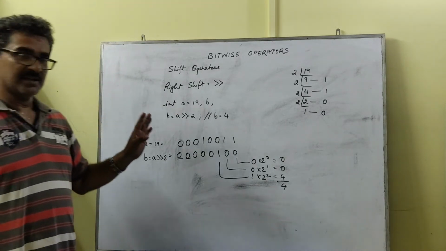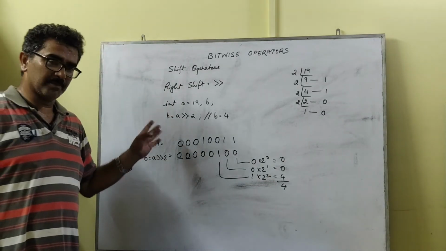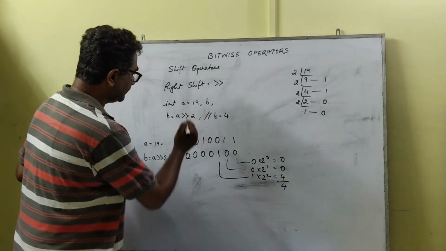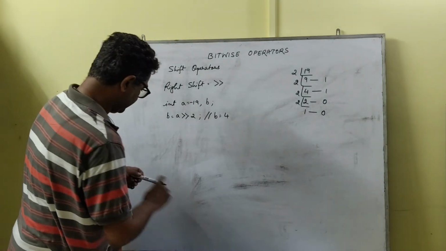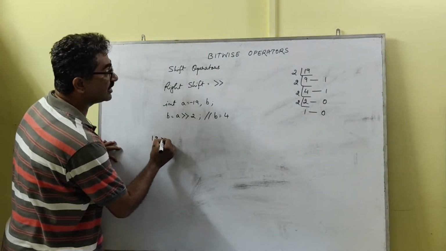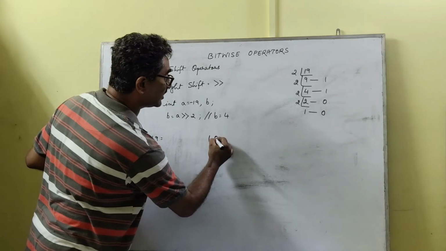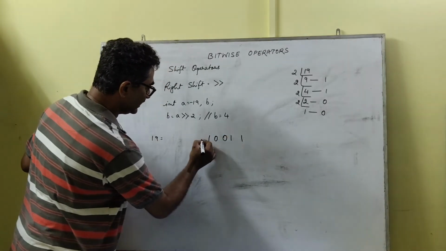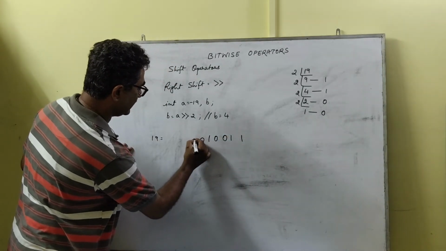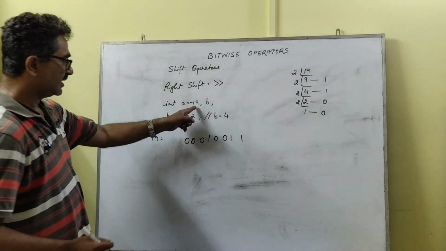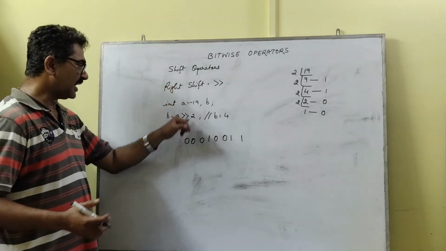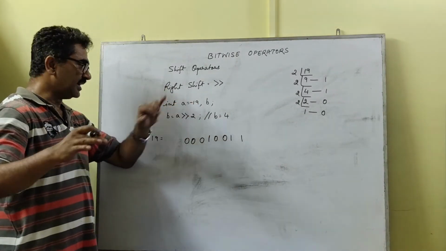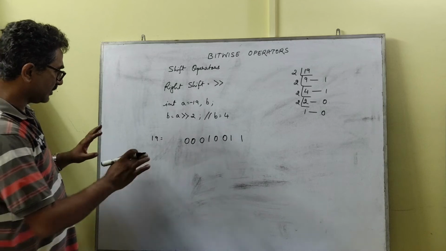Now what we are going to do is try out a negative number right shift. So let's take minus 19. 19 happens to be 1, 0, 0, 1, 1. This is 19. Since it is negative, we'll use the 2's complement method, to understand that a negative number is represented using 2's complement in Java.